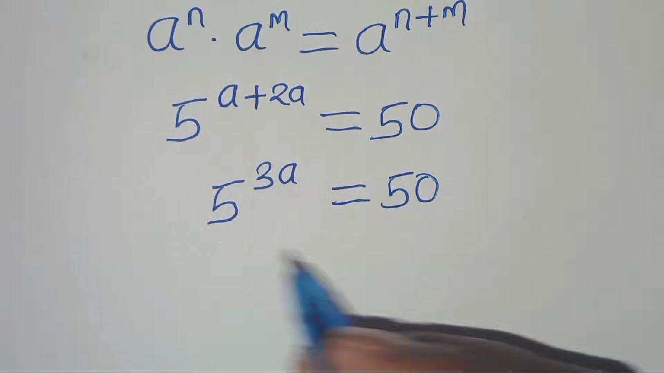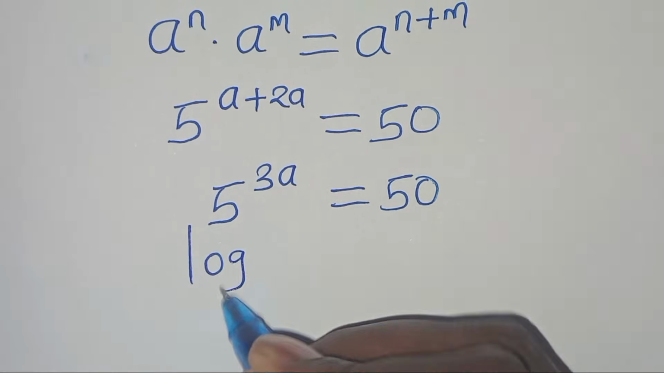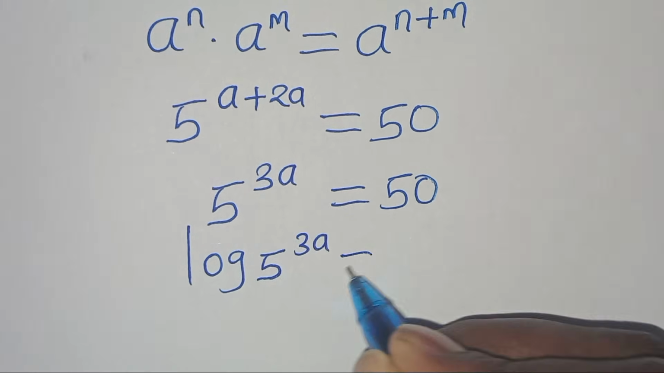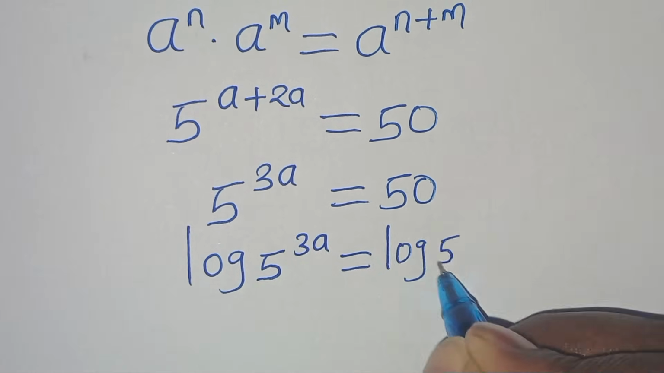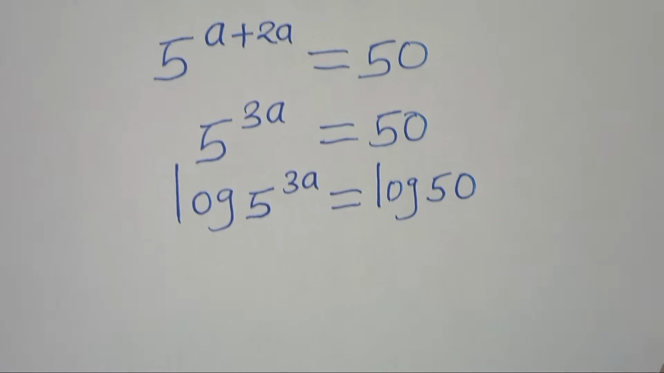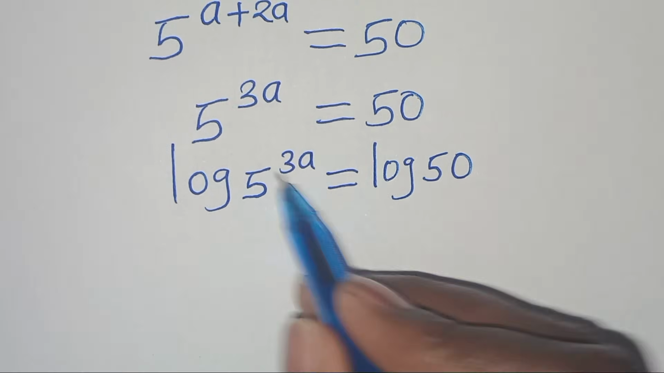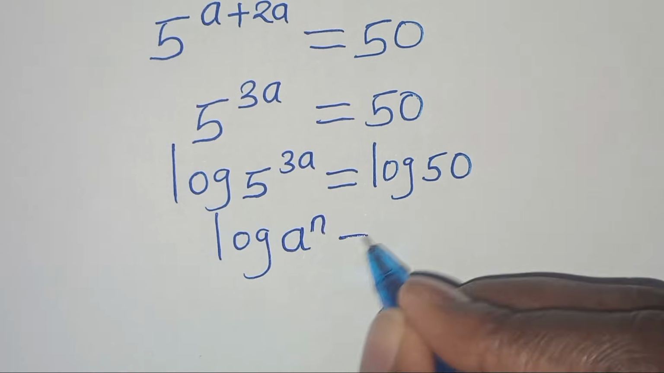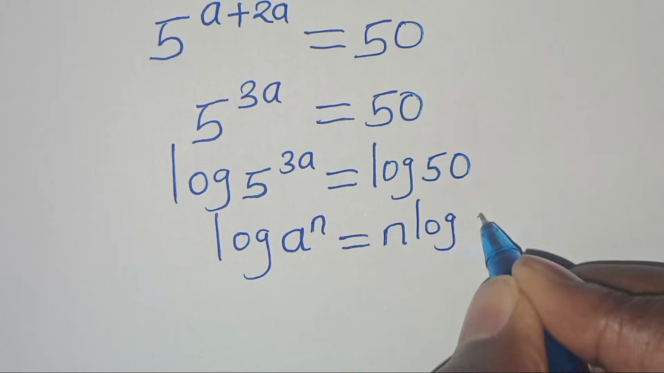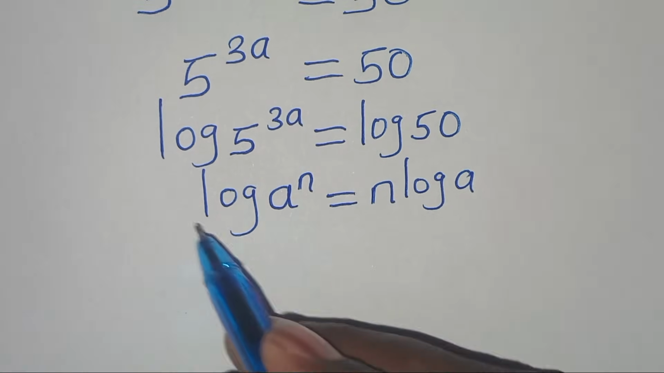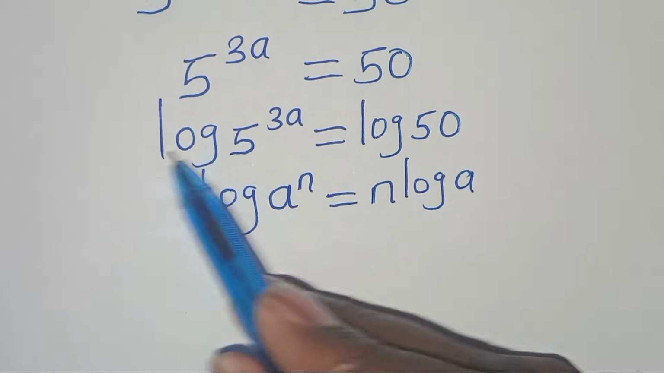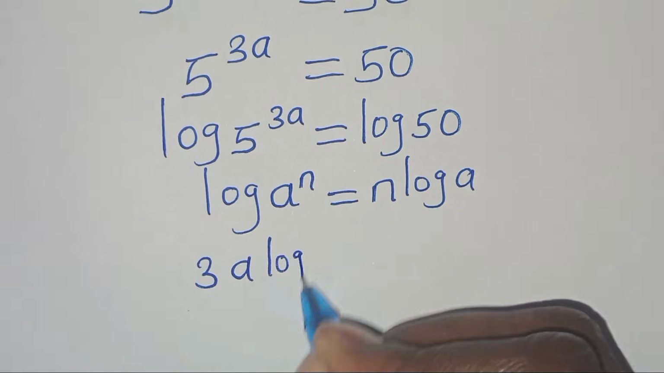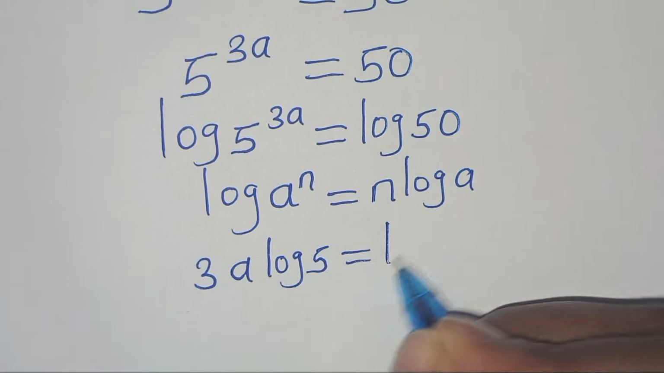To solve for the value of a, let's introduce logarithm on both sides such that we have log 5 to the power of 3a. This is equal to log 50. Log 5 to the power of 3a is in the form of log a to the power of n, which can be expressed as n log a. Applying this logarithm property, we have that log 5 to the power of 3a becomes 3a times log 5. This is equal to log 50.